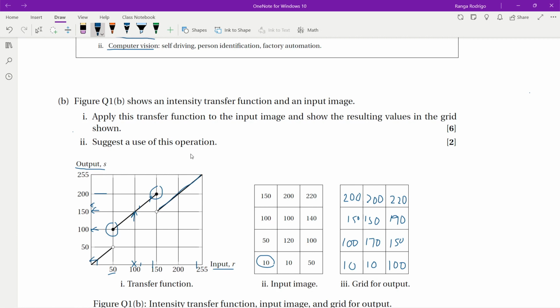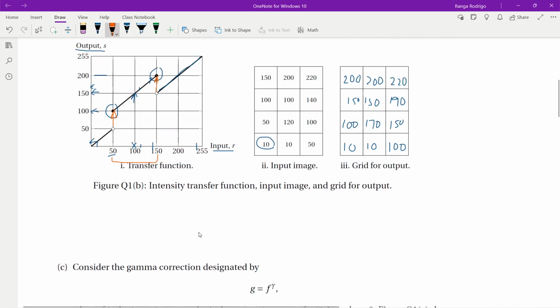Suggest the use of this operation. So you can see in this operation, the pixel values from 50 to 150 have been increased in intensity. So this can be used to highlight pixels with the intensity range from 50 to 150.